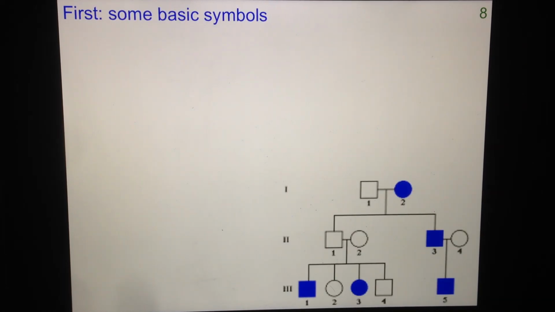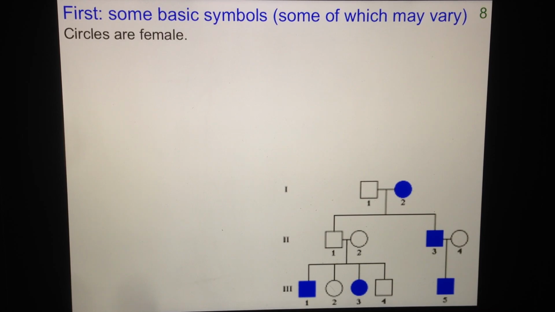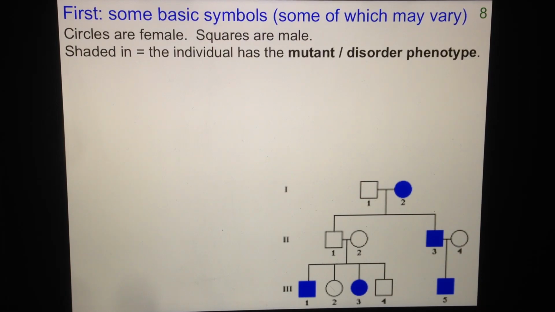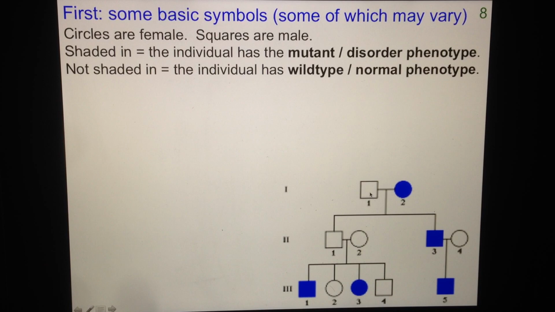So, first, let's figure out the symbols that you need to understand to actually read a pedigree. Some of these might vary depending on which system people are using, what pedigree you're looking at, but these are the most basic things. Anytime you see a circle in a pedigree, that's a female. You can think about females having more rounded features, whereas males have more jagged features, so they're the squares. If you shade in the circle or the square, that means that person has the mutant or disordered phenotype, that unusual phenotype, whatever we're focusing on. If it's not shaded in, if it's white or clear like this, then that person is normal or wild type.